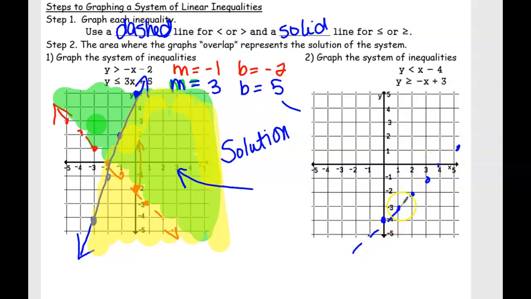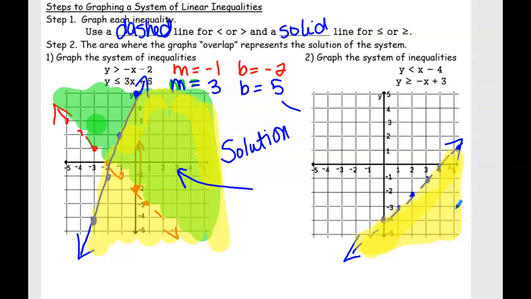I'm looking at the first equation right now. I got a dashed line there. Okay, and with the dashed line there, it's going to be y less than x minus 4. So I'm going to look at the y-intercept, and I'm going to shade below for less than.